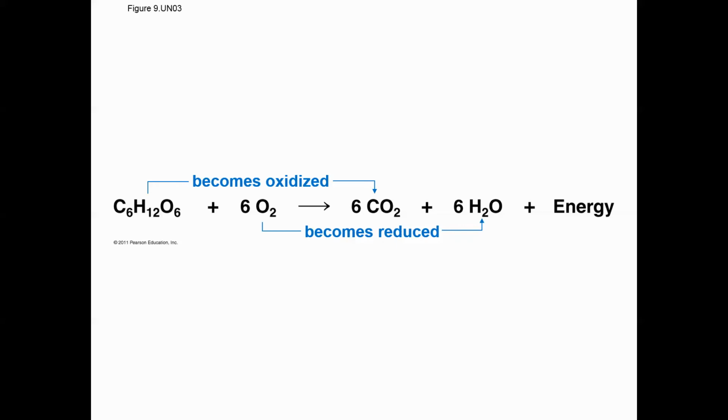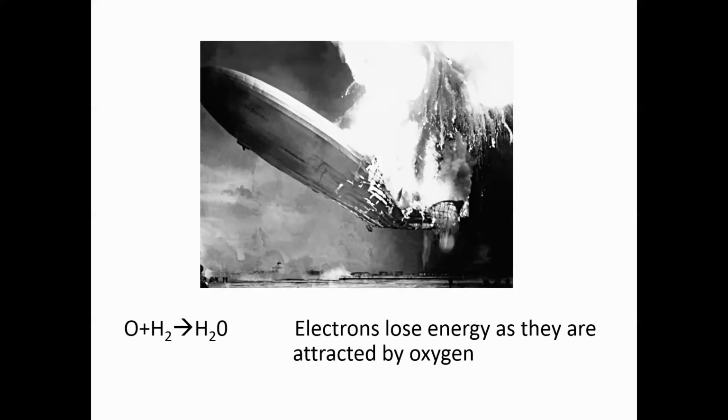So in this reaction, C6H12O6 plus 6 oxygens yield 6 CO2s and H2O. C6H12O6, that glucose, is oxidized into carbon dioxide. It comes apart, its electrons are stolen, and water is formed. So oxygen is reduced, electrons are added to form H2O. This process, if uncontrolled, can be really violent.